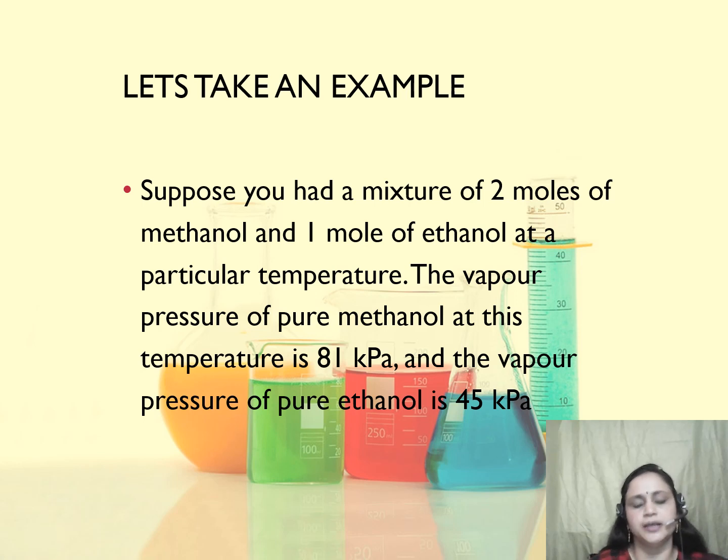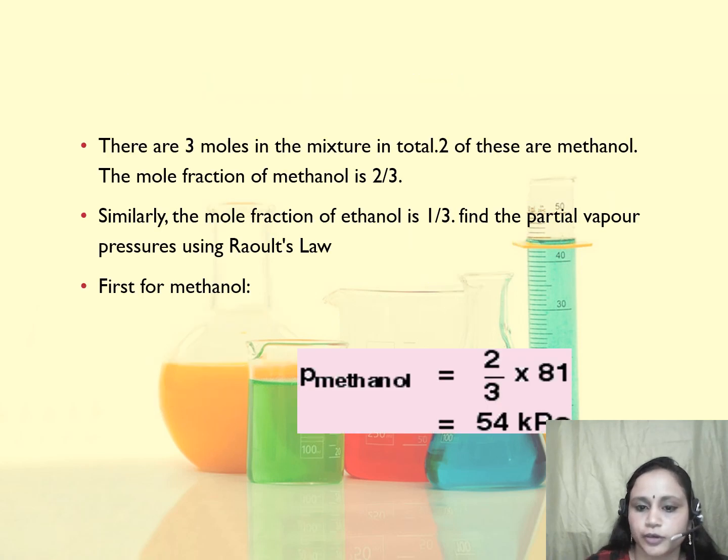Let us take an example. Suppose you have a mixture of 2 moles of methanol and 1 mole of ethanol at a particular fixed temperature. The vapor pressure of pure methanol is 81 kilopascals, whereas the vapor pressure of pure ethanol is 45 kilopascals. When we want to find out the total vapor pressure, we consider that there are 3 moles in the mixture.